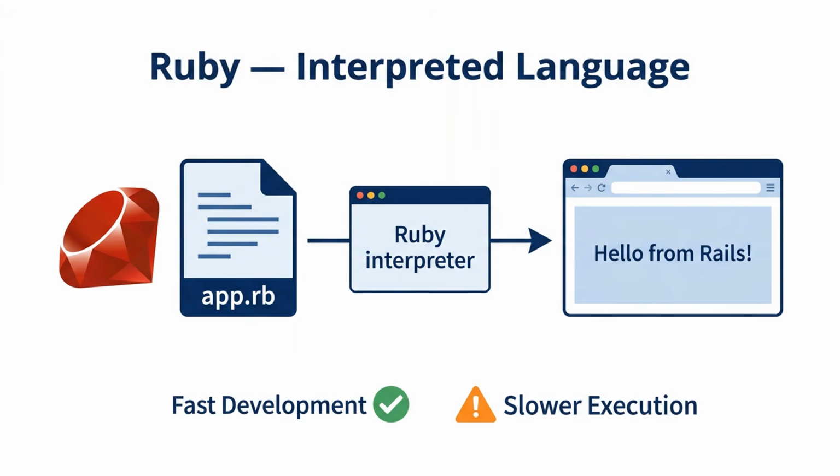Ruby is another popular interpreted language. Ruby on Rails, one of the most famous web frameworks, runs on the Ruby interpreter. When your Rails server handles a request, the Ruby interpreter is processing the code right there and then. This is why Ruby is loved for rapid prototyping and web development. You write code, run it, see the result immediately, no compilation wait time. The trade-off, of course, is that it's slower than compiled languages at raw execution speed.